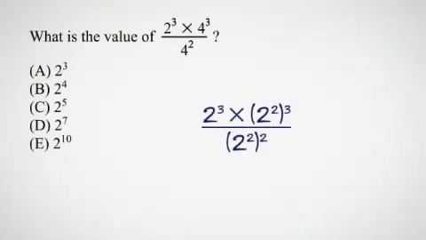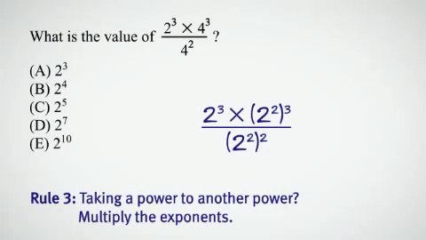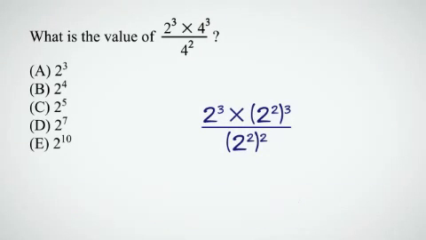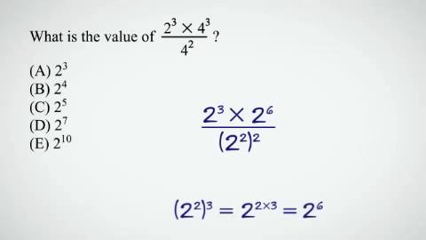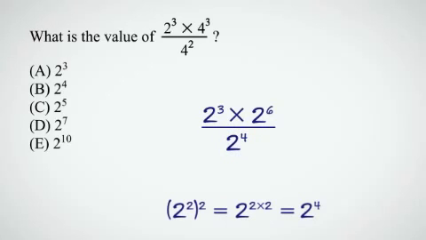Following the order of operations, take care of the parentheses first. Rule 3 tells you to multiply the exponents if taking a base to a power, then to another power. In the numerator, simplify 2 squared to the third by multiplying the exponents 2 and 3 to get 6. 2 squared to the third power becomes 2 to the sixth. Do the same thing in the denominator with 2 squared squared. Multiplying the exponents gives you 4, so 2 squared squared becomes 2 to the fourth. Phew, you're getting there. You still have a few rules to apply.